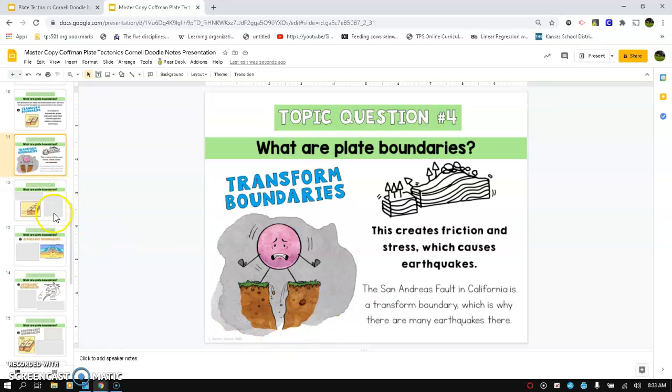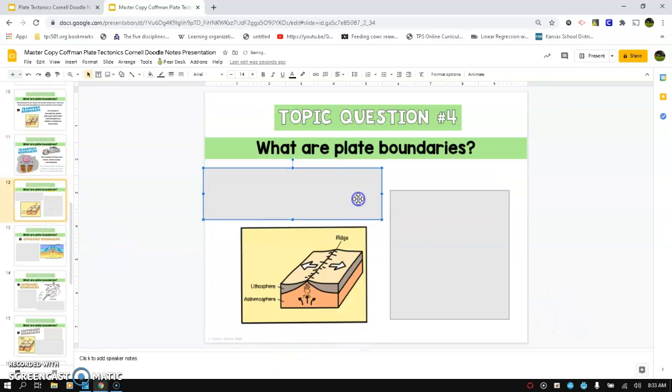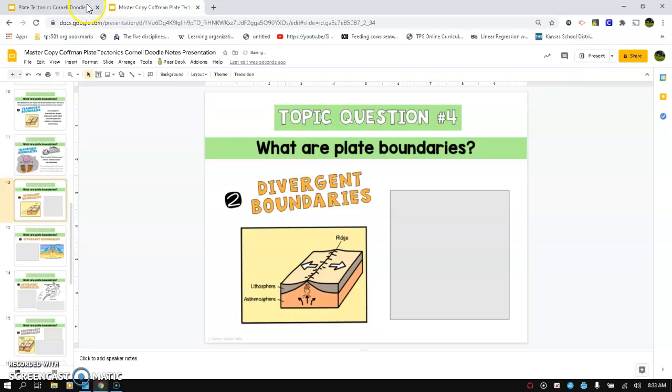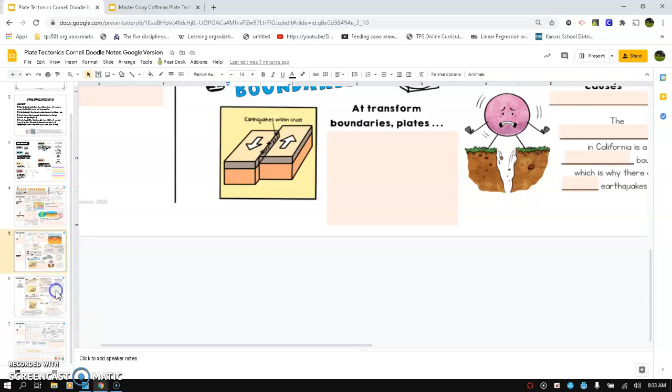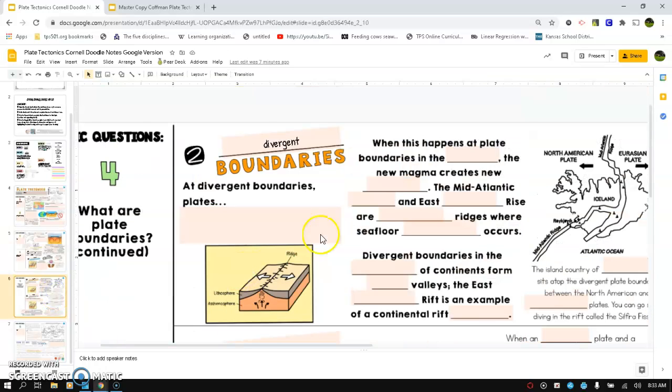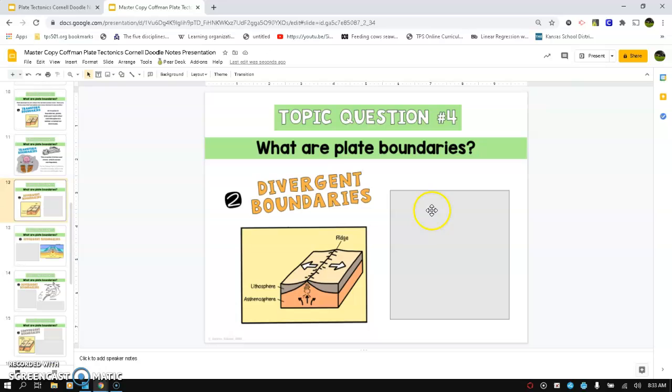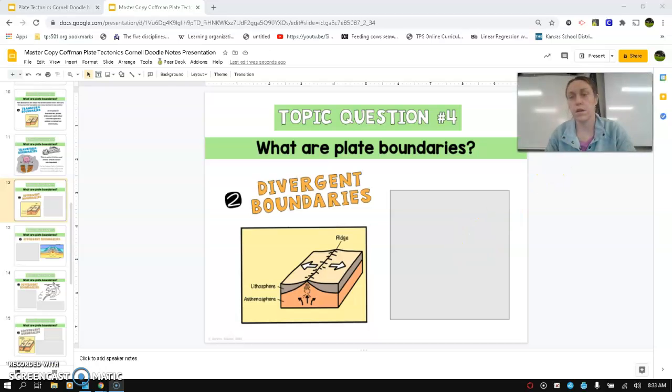Okay. The next boundary is divergent. So that will go on the next slide right here. Okay. The topic question is continued because we're still on topic 4. So divergent boundaries. So you would be clicking right here. If you notice that the arrows are pointing opposite of each other.